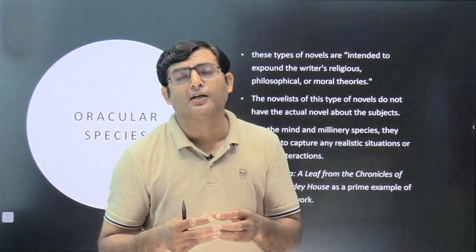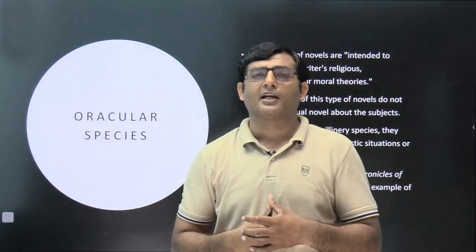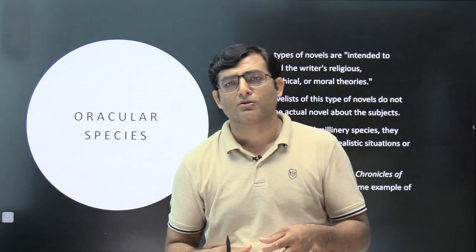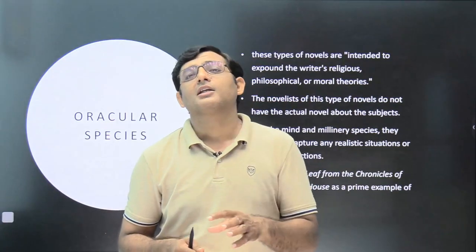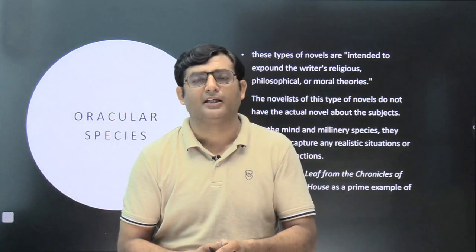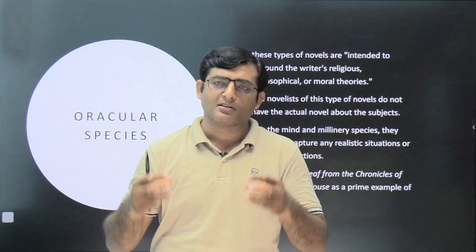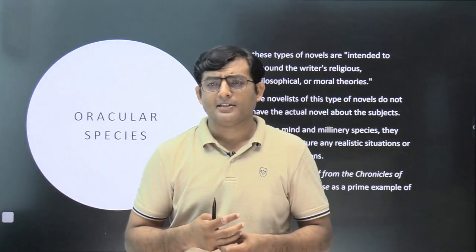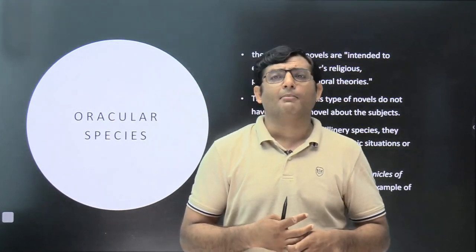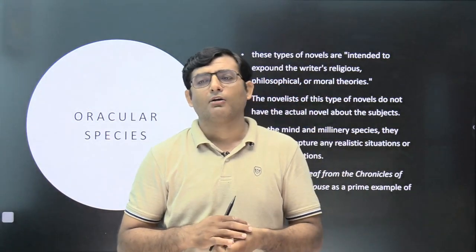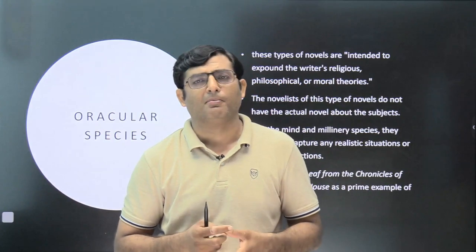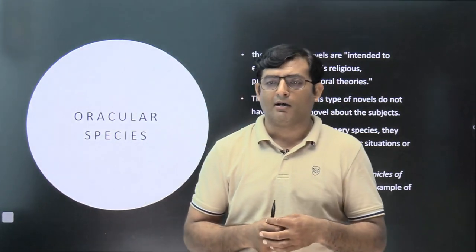Right? Difficult to understand literary work, ऐसे novels create करते हैं, oracular species उनको कहा जाता है, कि they write on such topics, ऐसे topics पर, जिनके बारे में उन्हें खुद ही बहुत कुछ नहीं पता है. क्या create होगा इससे? Complexity create होगी, and such novels will not be understood by common folk. यहां पर वो एग्जाम्पल देती हैं एक नॉवेल का जिसका नाम है The Enigma, A Leaf from the Chronicles of the Wolchorley House, as a prime example of this type of work.